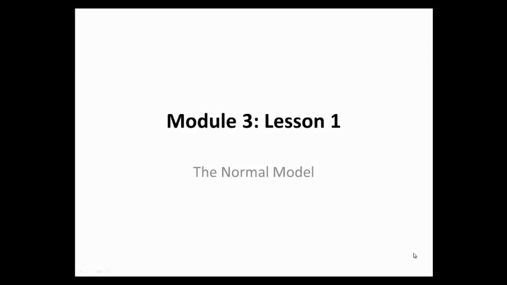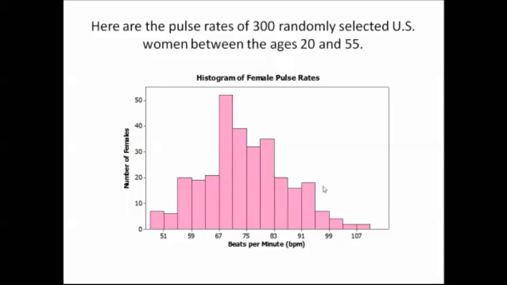I think the best thing we should do to introduce the normal model is to start with an example. So I chose to look at the pulse rates of 300 randomly selected U.S. women between the ages of 20 and 55. Now, I represented these women and their pulse rates in a histogram, as you can see. Now we can see from the histogram that the horizontal axis is beats per minute, so that's where the actual pulse rates reside, and that our vertical axis, as with any histogram, represents the number of females that fall into each of these different intervals of pulse rates.